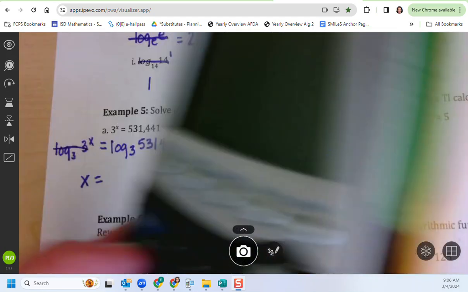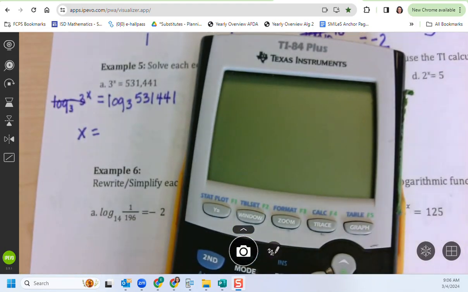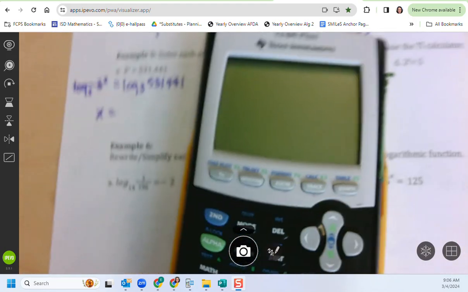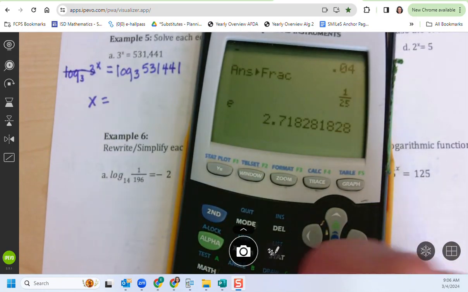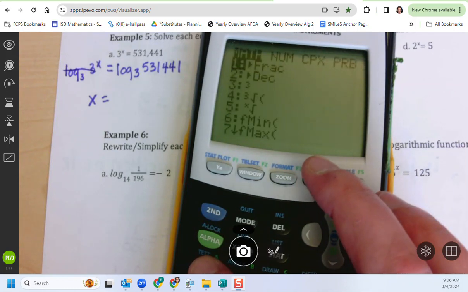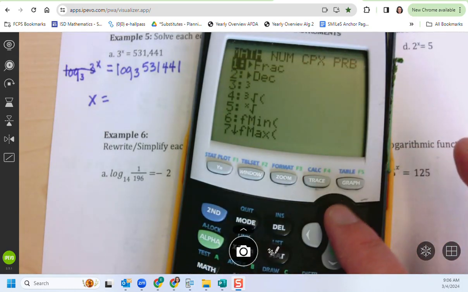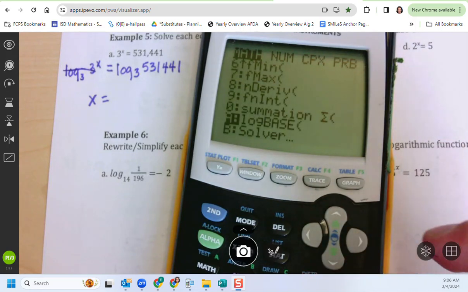Okay, so now we need to know how to do this on this calculator instead of Desmos, because this is what we're going to have on the quiz. Log base 3, or log with a base, is under the math menu. So you're going to press your math button over here. And if you use the up arrow, you'll see choice A is log base.